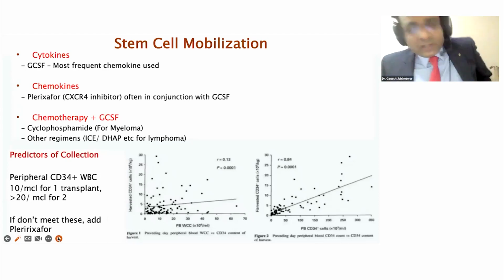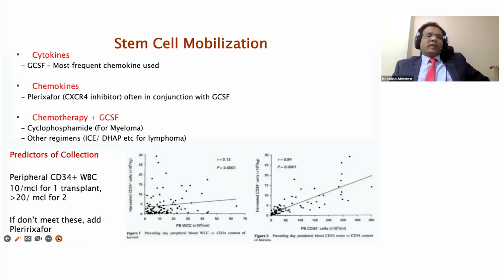So many centers do day 4, day 5 peripheral CD34 count, and if the count is more than 10 per microliter, it is sufficient for one transplant. And if you are planning for a second transplant, the count should be at least 20 per microliter.